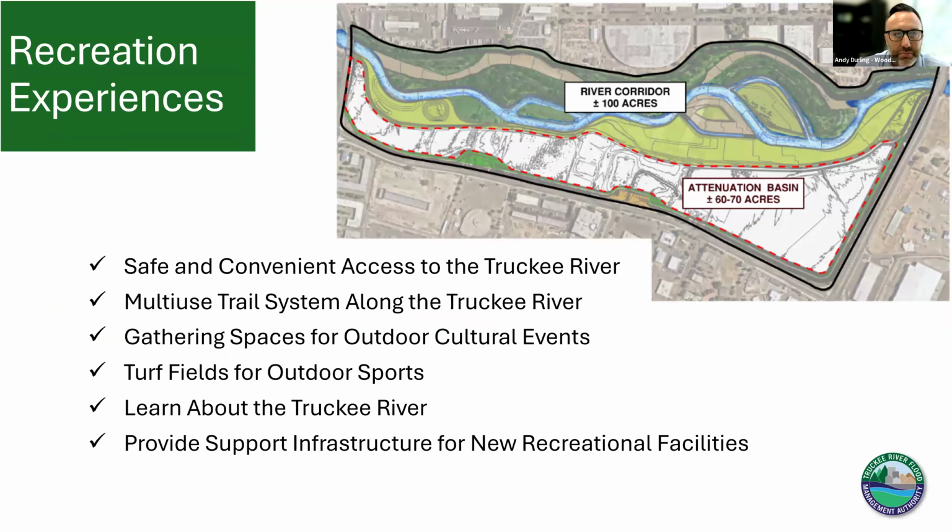So building off of those past planning efforts, we pulled forward these recreational experience priorities that came out of that original master plan. So these elements included safe and convenient access to the Truckee River, a multi-use trail system along the river, gathering spaces for outdoor cultural events, turf fields for outdoor sports, learning about the Truckee River, and then providing support infrastructure for these new recreational facilities. Next slide.